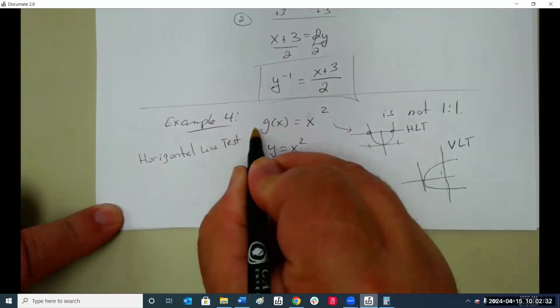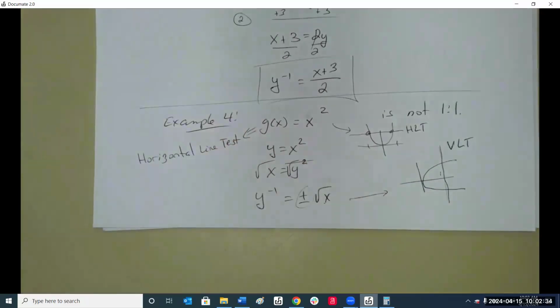So if you draw a horizontal line with the original function and it only crosses it once, then the inverse is going to exist, and it's going to be 1-to-1. It's going to be a function.